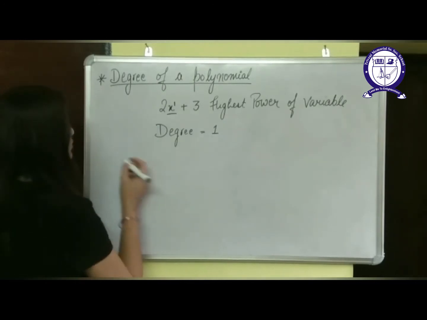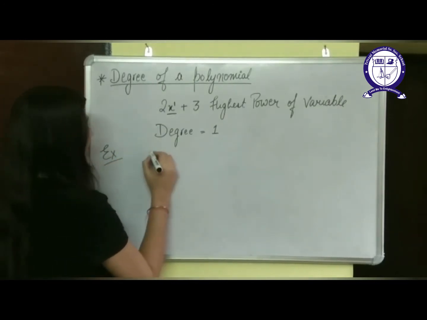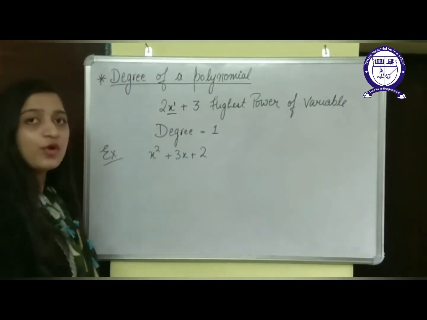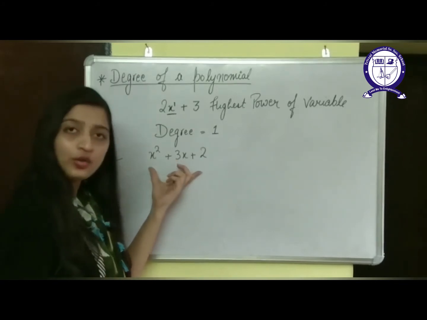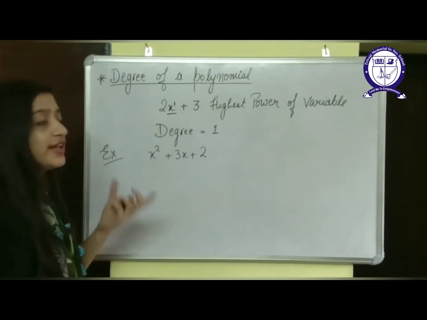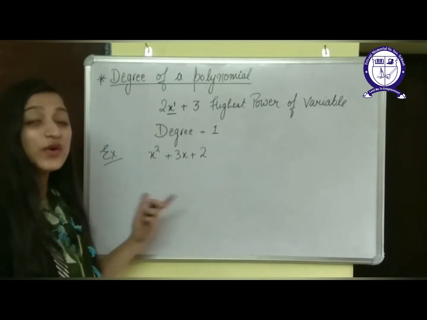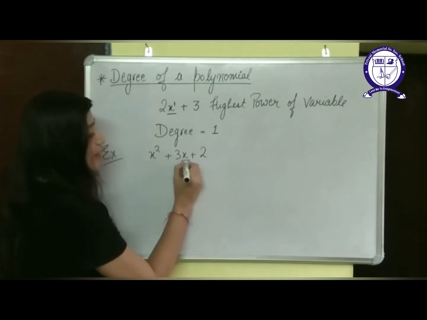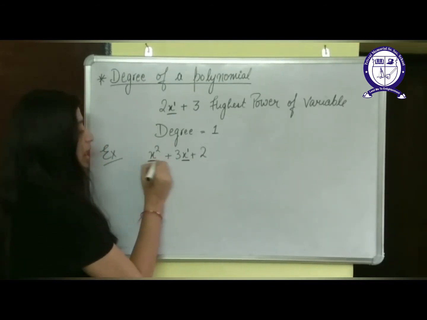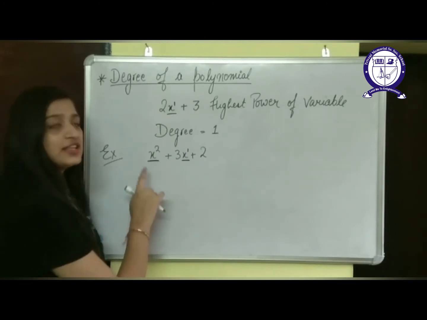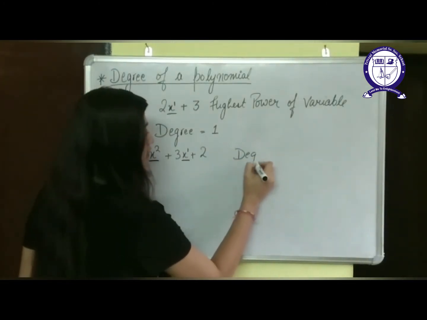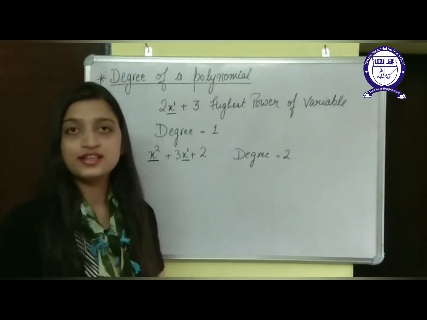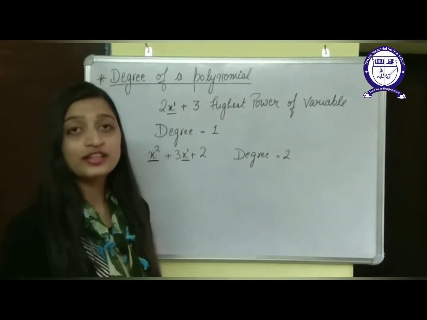Now taking another example, x squared plus 3x plus 2. This is a polynomial in one variable because there is one variable x. And what is the degree? We will look at the highest power of the variable. Here the power of x is 1 and here the power of x is 2. So the highest is 2, so my degree will be 2.